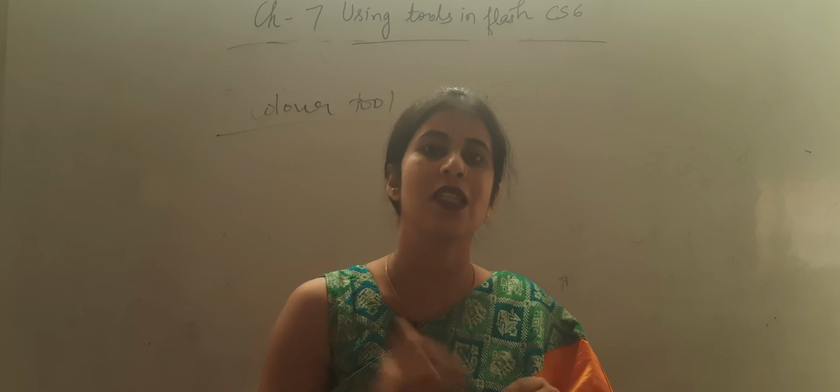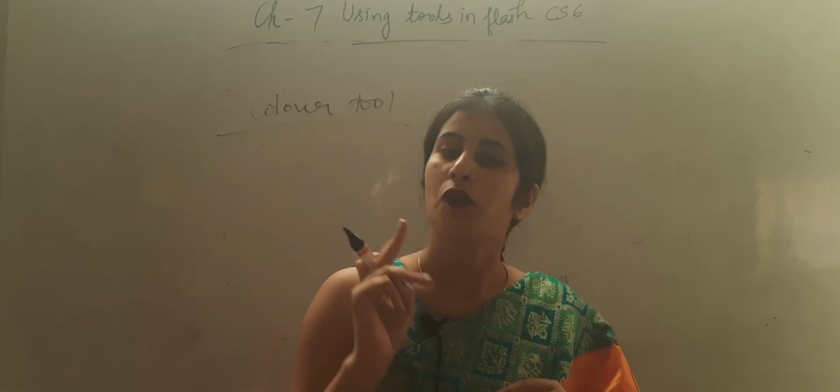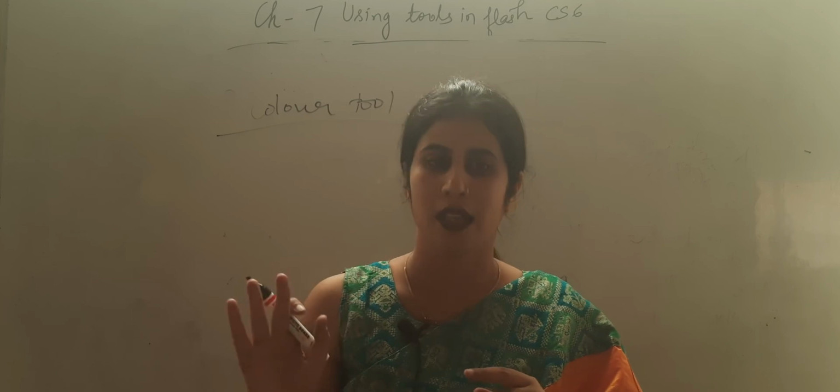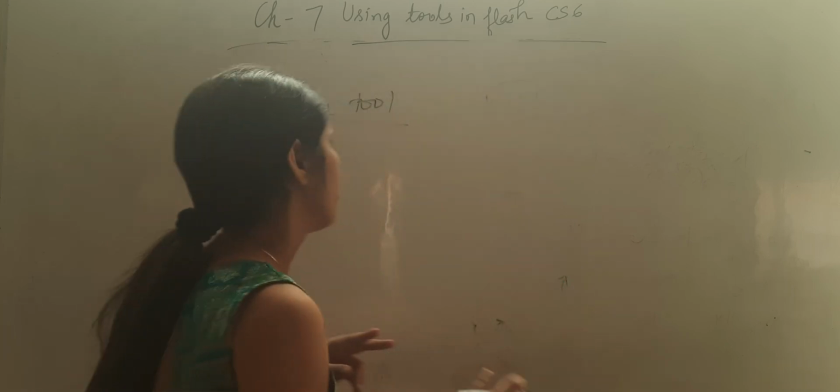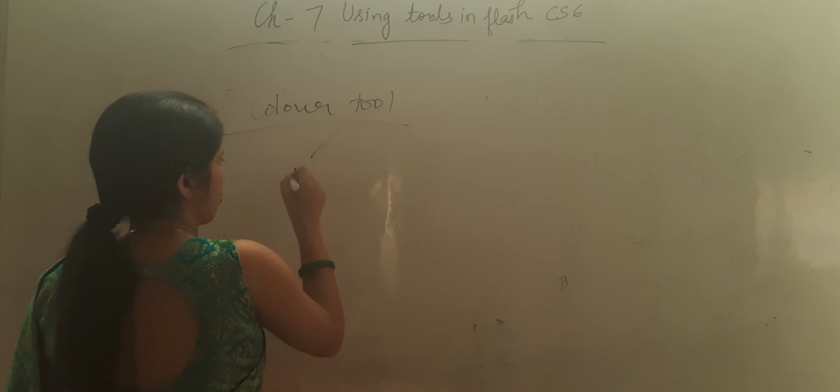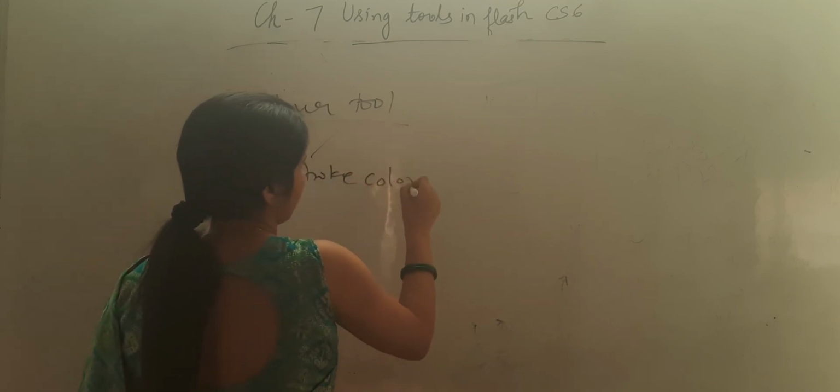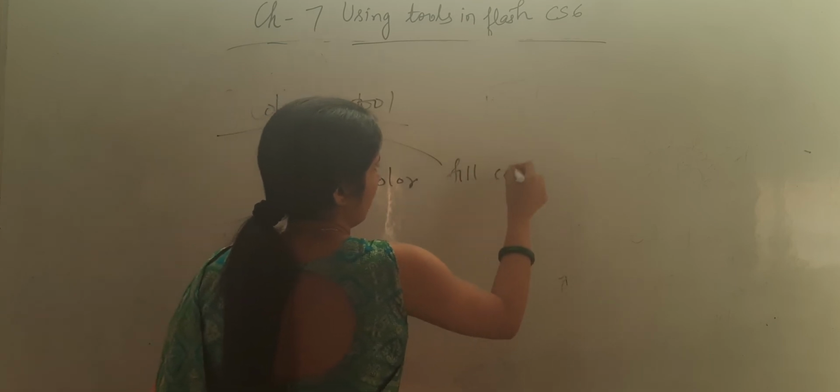How can we make the changes? We can make the changes in two ways. First is stroke color, second is fill color. Don't get confused with the spelling of color. In a computer system we write this spelling COLOR, so don't think that ma'am has written the wrong spelling. Stroke color, fill color. These are the two colors that we use.